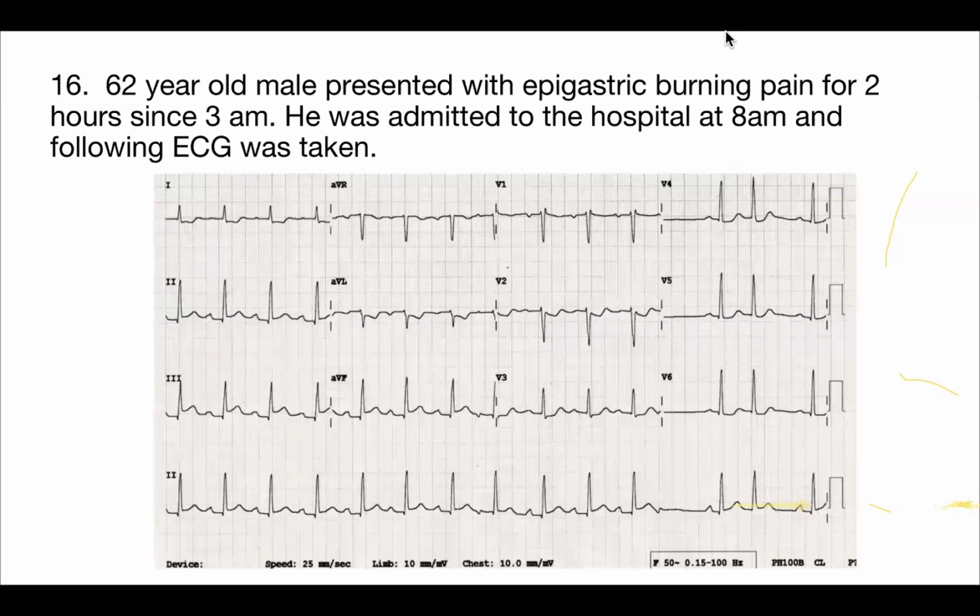So again, patient 62-year-old male presented with epigastric burning pain for 2 hours since 3 a.m. He was admitted to the hospital at 8 a.m. and following ECG was taken, right? So this now you should be able to tell now, very easy. Yes, what do you see here? Tell me, just describe the ECG.